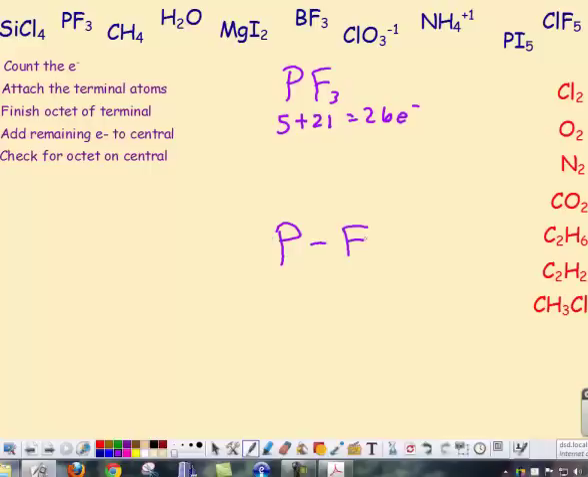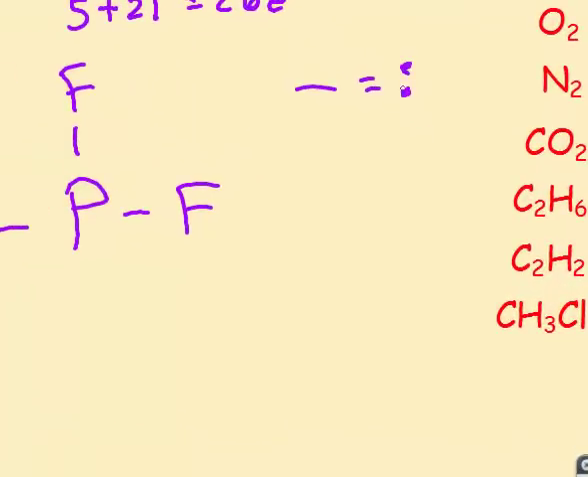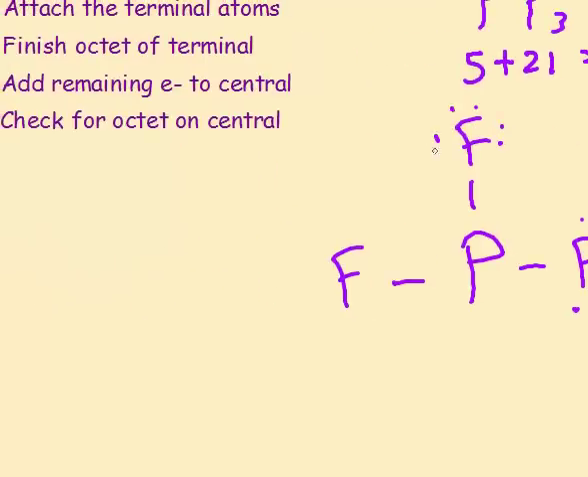Now this time, instead of doing dots, I'm just going to attach them with a line, a dash like that. And that dash represents a pair of electrons. So really I've used 2, 2, and 2 to connect those, but it just makes our diagrams look neater. All right, so I've attached the terminal atoms. Check. Finish the octet of the terminal atoms. So I'm going to place 6 more dots around each fluorine to give it 8, because it had 2. Remember that line represents 2, and then 2, 4, 6, 8, 2, 4, 6, 8, 2, 4, 6, and 8. All right, so now I have attached all of the terminal atoms and finished their octets.